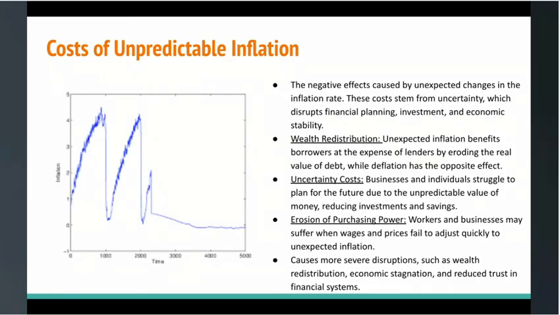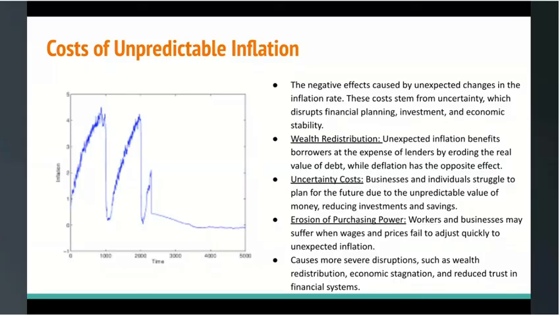And next we're going to cover the cost of unpredictable inflation. The definition of that is the negative effects caused by unexpected changes in the inflation rate. These costs stem from uncertainty, which disrupts financial planning, investment, and economic stability. And these are some examples of when you would see unpredictable inflation in real life. To start off with, you would have wealth redistribution. That is, unexpected inflation benefits borrowers at the expense of lenders by eroding the real value of debt, while deflation has the opposite effect.